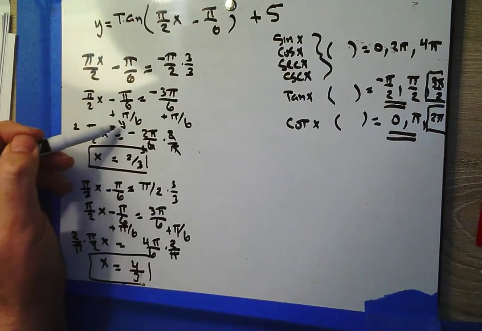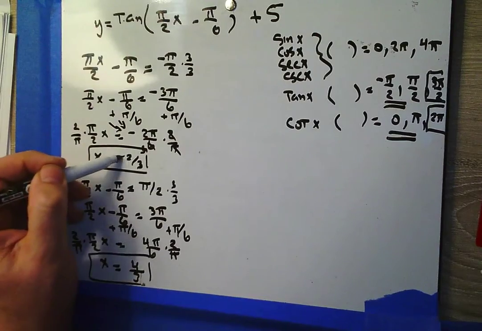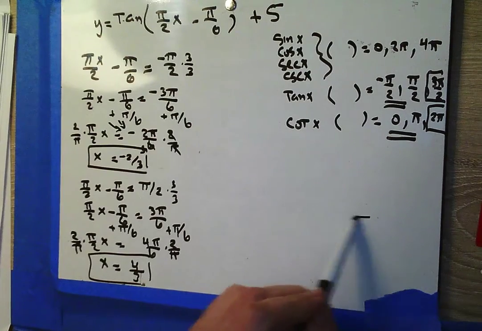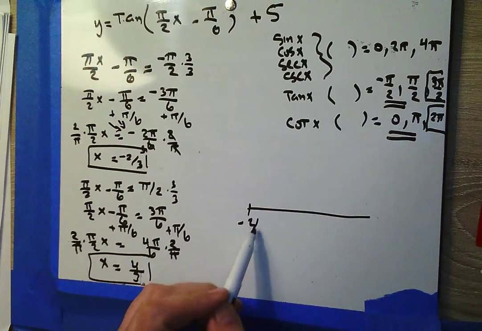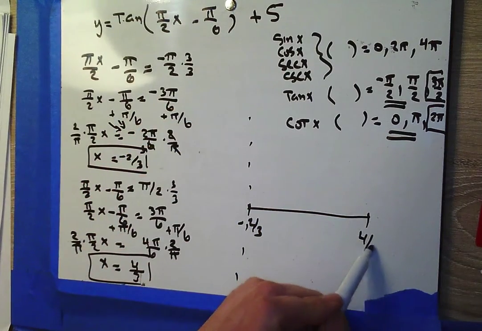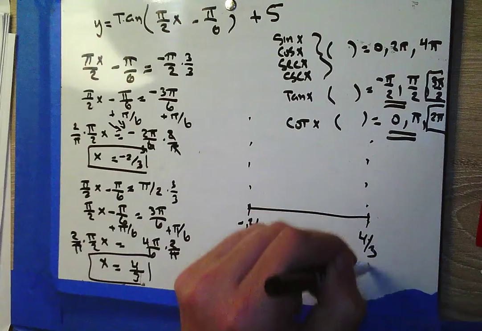Oh, Mr. Kukla, you almost dropped a sign. Negative 2 pi over 3 and 4 pi over 3, negative 2/3 and 4/3. So here's negative 2/3, here's my vertical asymptote. Here's 4/3, here's my vertical asymptote.